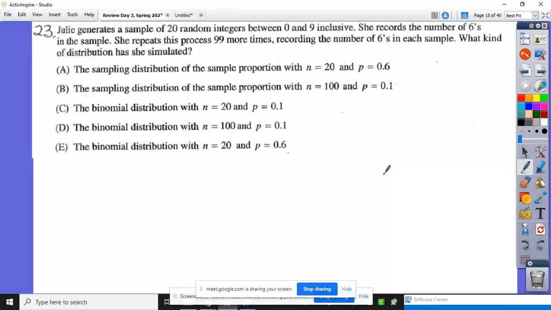We just happened to put how many dots up there. How many dots would end up being up there? 100. So we'd have 100 dots, but each dot represents a sample of 20 and a probability of 0.1. So our N is what? Our N is 20, our P is 0.1, so our only possible option is C.